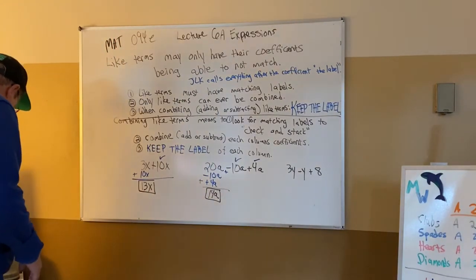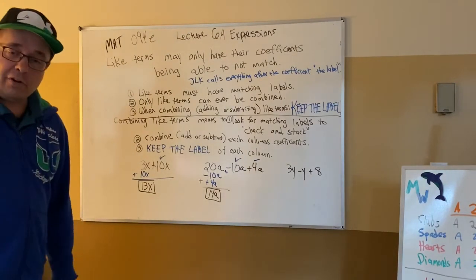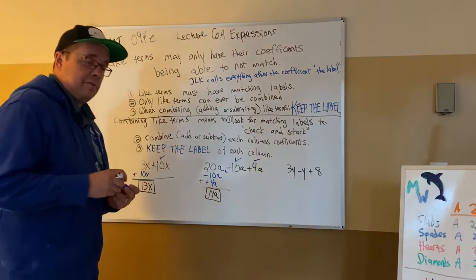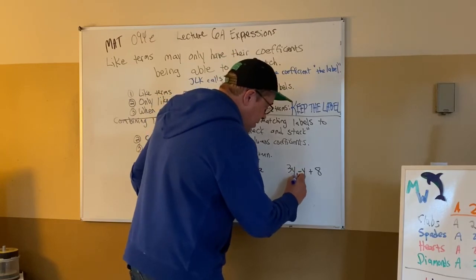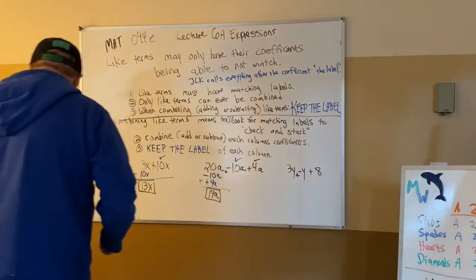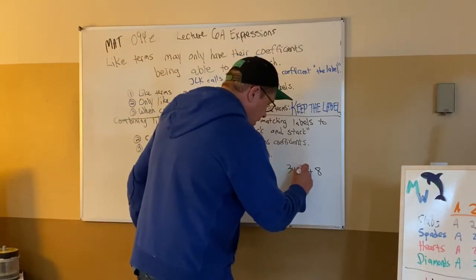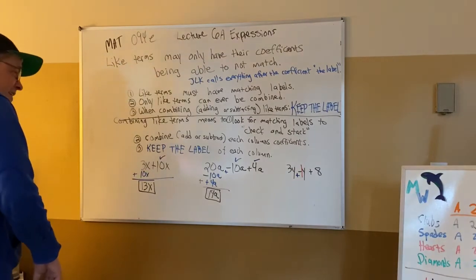Let's try the next one. Before we proceed, I want to remind you that not all terms are like terms. Okay, repeat? Sure. Not all terms are like terms. 3y minus y plus plain old 8. 3y plus negative y plus plain old 8. 3y plus negative 1y plus plain old 8. Why does he keep saying plain old 8?